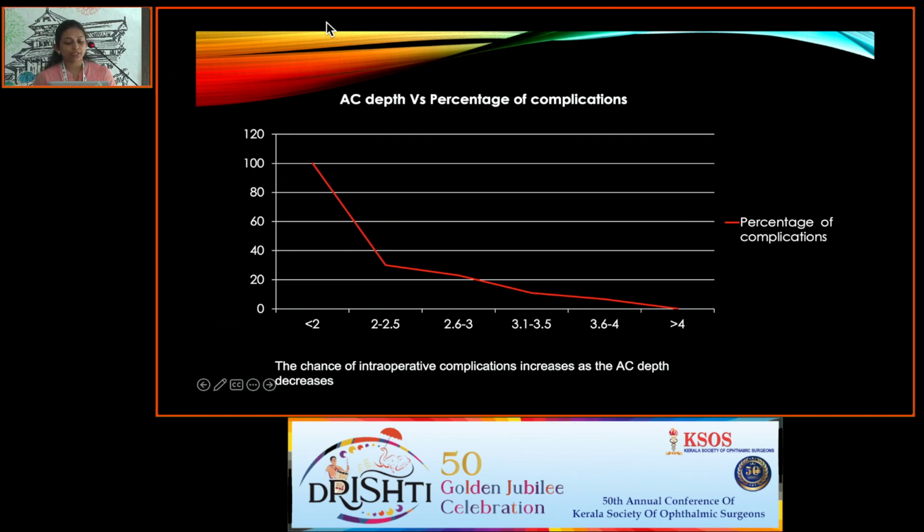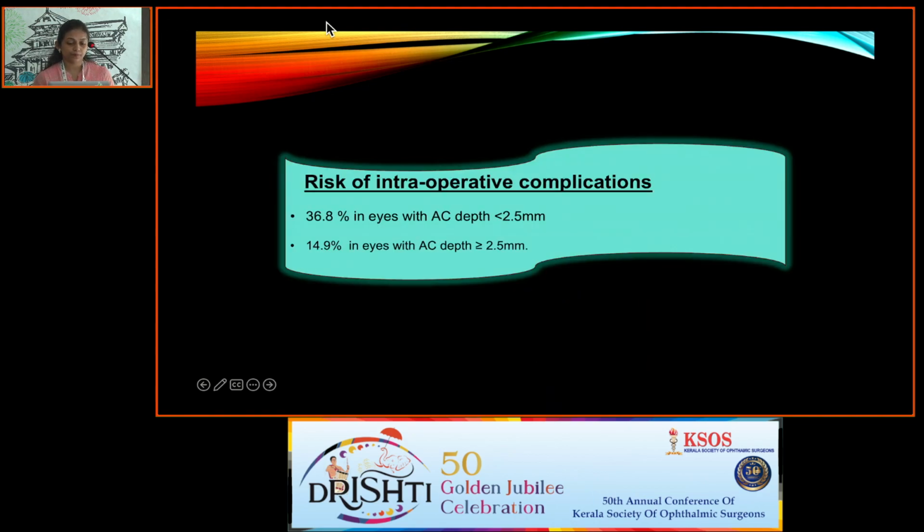The chance of intraoperative complications increases as the AC depth decreases, as shown in the graph below. The risk of intraoperative complications was 36.68% in eyes with anterior chamber depth less than 2.5 millimeter, compared to 14.9% in eyes with AC depth more than or equal to 2.5 millimeter.